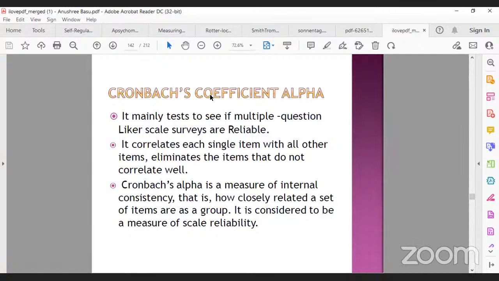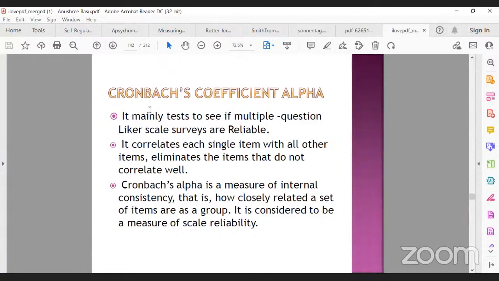So another method of calculating internal consistency is Cronbach coefficient alpha. So there are two techniques. One is Cronbach coefficient alpha, and another is Kuder-Richardson method. So both are used in different situations. You cannot use both of them in place of each other.